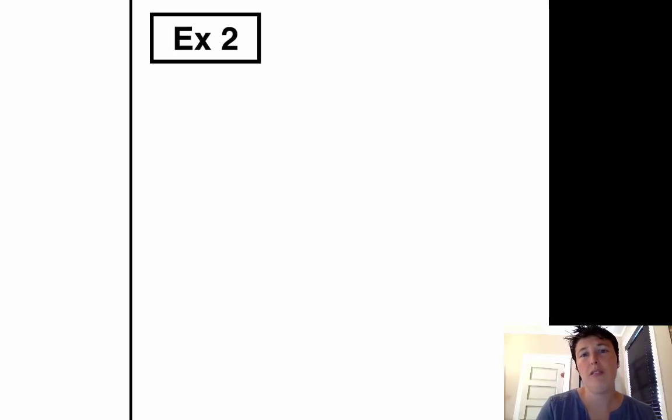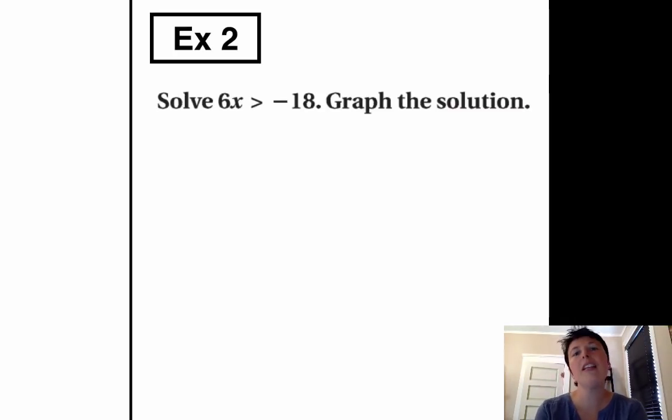So let's try another one. Let's do an example 2. Here is example 2. We want to solve 6x is greater than negative 18, and then graph the solution.